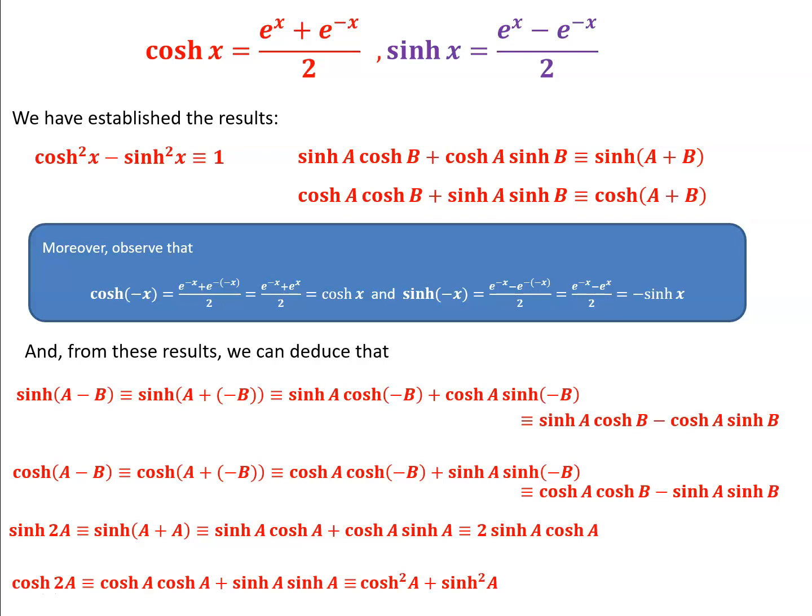Cosh of 2a is the same thing as cosh of a plus a, so that's going to be cosh a cosh a plus sinh a sinh a. In other words, it's going to be cosh squared a plus sinh squared a.